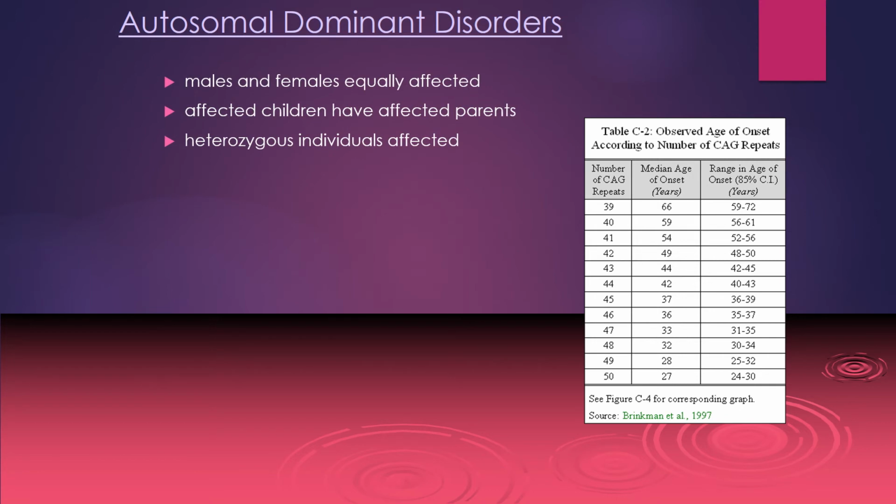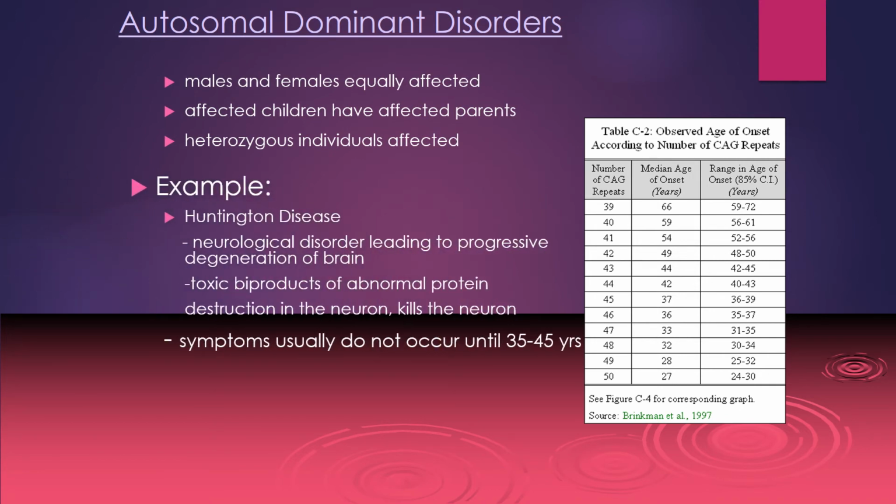Autosomal dominant disorders are different than the autosomal recessive disorders in that they're going to be expressed if the individual has a heterozygous genotype. So that means that males and females are equally affected, and that affected children have affected parents. So remember that whether the person has 2 of the genes or is heterozygous and only has 1 of those genes, they will show the traits of the disease. So they will have the phenotype.